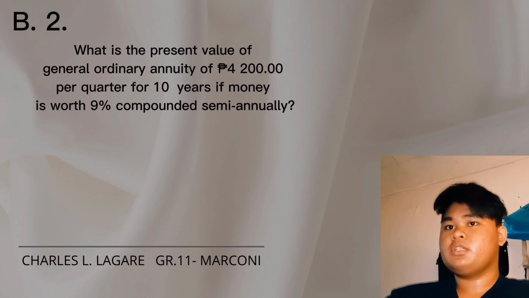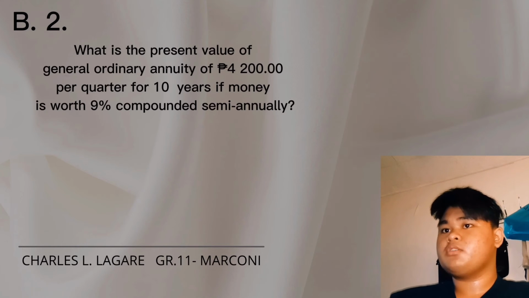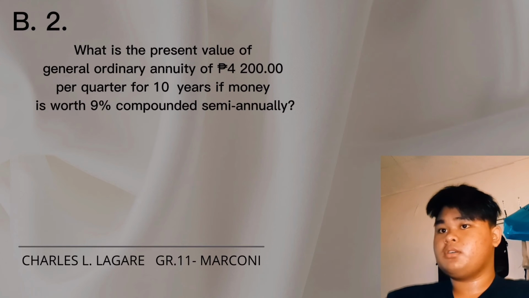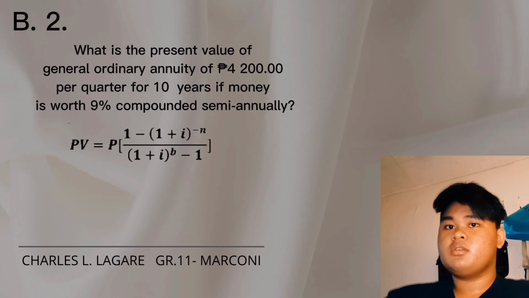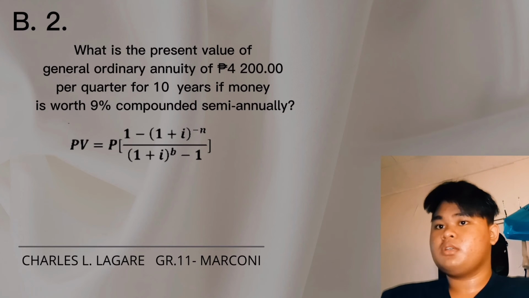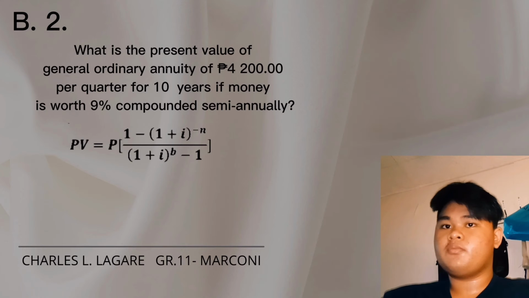Number 2. What is the present value of a general ordinary annuity of 4,200 pesos per quarter for 10 years if the money is worth 9% compounded semi-annually? The word problem is trying to find the present value of a general ordinary annuity. Therefore, we will use the formula: present value is equal to periodic payment quantity 1 minus quantity of 1 plus interest rate per period quantity to the power of negative n over 1 plus interest rate per period quantity to the power of b minus 1.